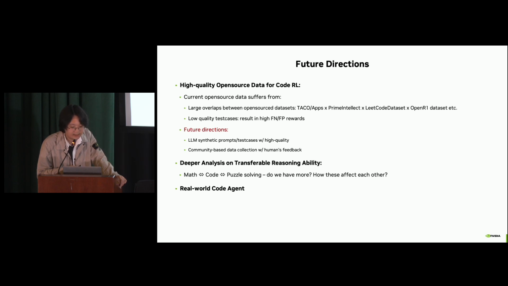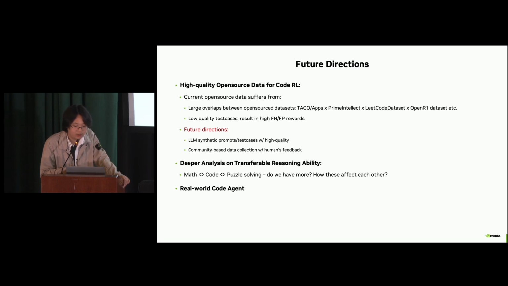Another thing is that we may want a deeper analysis of this transferable reasoning ability. In our paper, we already show there is some transferable reasoning ability between math and code. And there are other works showing this general reasoning ability can also apply to puzzle solving. The question is, do we have more? And how do these affect each other? And finally, we also want real-world code agents beyond competitive programming. Yeah, I think that's it.